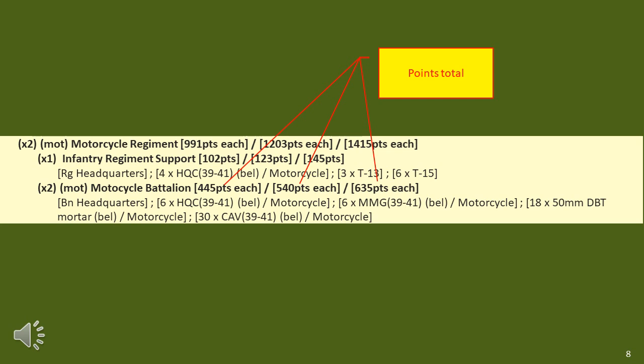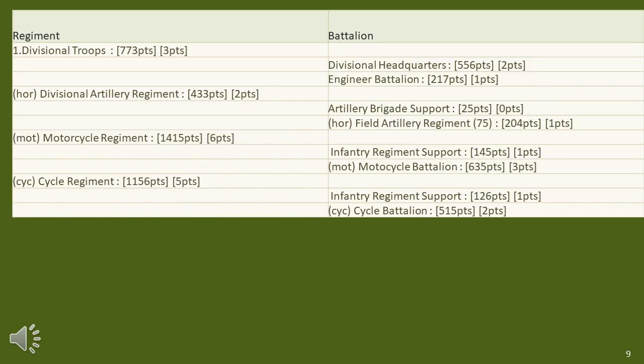I'll be using raw points value unaffected by morale in this video, but this is providing a view of what I feel morale or quality should affect a formation if you wanted to look at it in a points sort of manner. This shows a simple breakdown of the division's regiments and battalions. After the formation names, there are two values. The first is the Corps Commander points value, with the second being the value divided by 250.